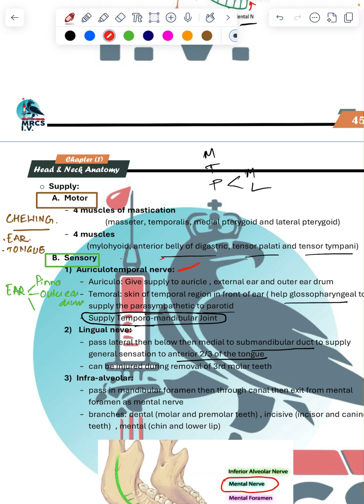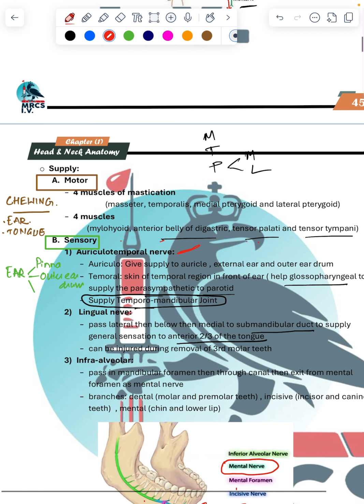How to remember this? The basic is chewing, and this is motor, and the sensory is auriculotemporal. The important thing is it goes to the pinna. So whenever a person is chewing or eating food, some of the sensations are related to the auriculotemporal nerve. Auricular gives supply to the auricle, external ear, and outer eardrum. So with a hot drink or very spicy food, when you try to chew and you get a sensation, sometimes a person feels something in the ear also. So these are referred pain.